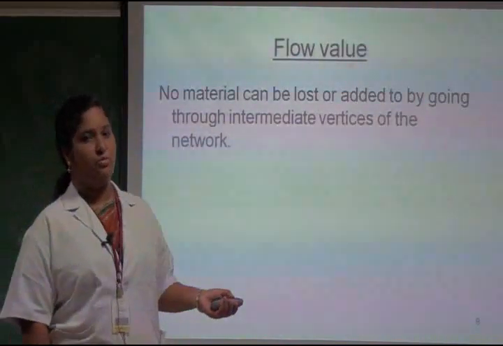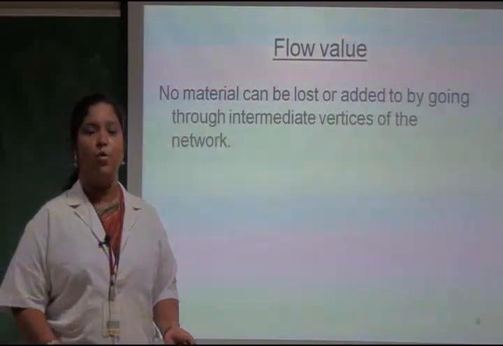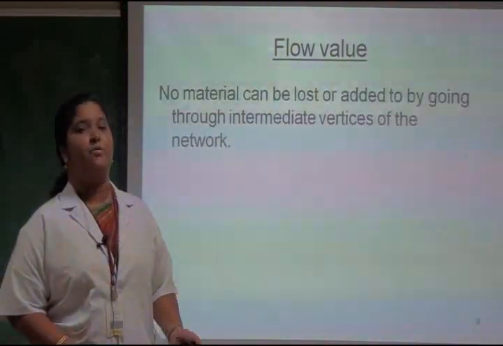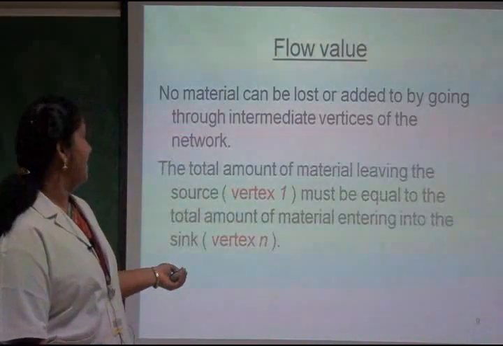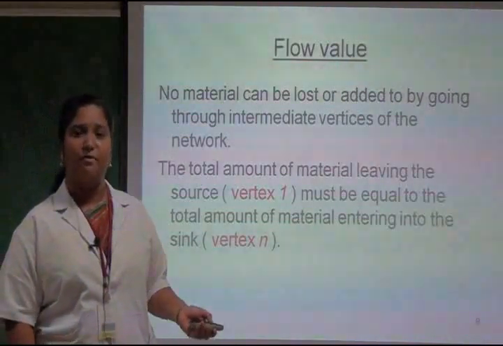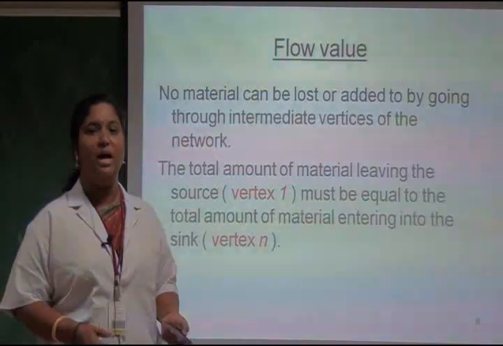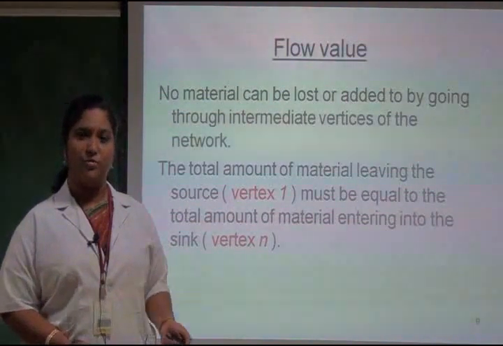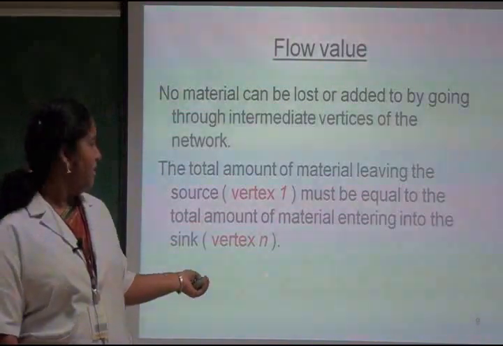And then next we should know what is a flow value. So at intermediate vertices, no extra material can be added, and existing material cannot be lost. This condition can be written like this for source vertex and sink vertex. The total amount of material coming from source should be equal to the total amount of material reaching the sink.